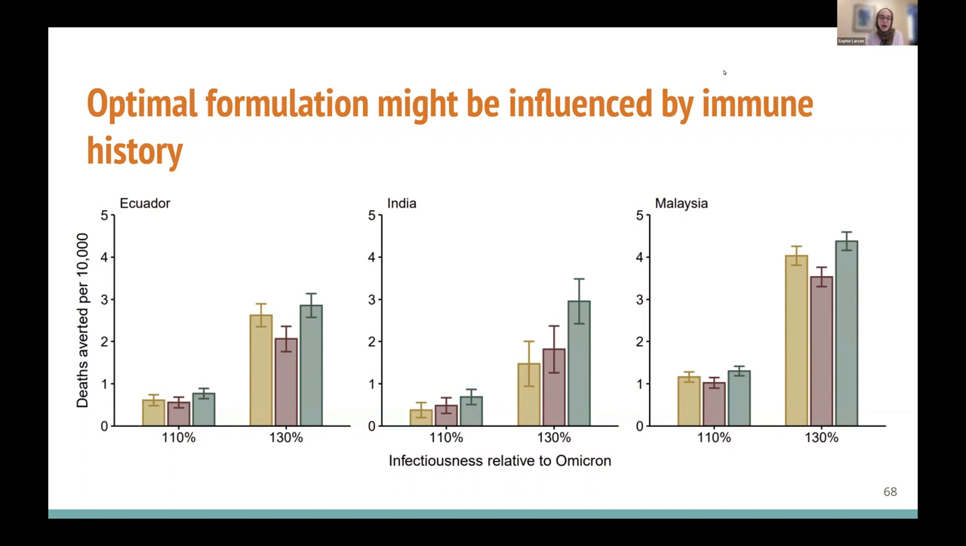And the reason that we think this is happening is if we think about those history prevalences at the beginning of the Omicron star wave, in India, we're mostly looking at individuals who have a Delta history or maybe a vaccine history, whereas in Malaysia and Ecuador, there's already a lot of Omicron-induced hybrid immunity. And so what we think is happening is, in India, they're sort of lacking this immune history, and by giving an Omicron monovalent, you're introducing that history to this population. But in Ecuador and Malaysia, maybe they already have it.